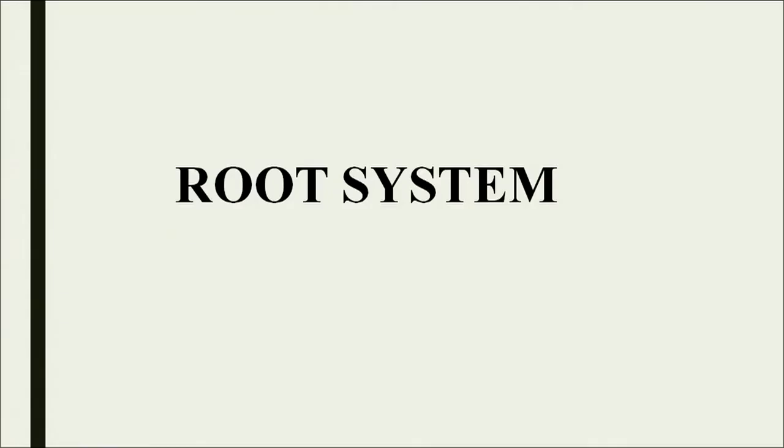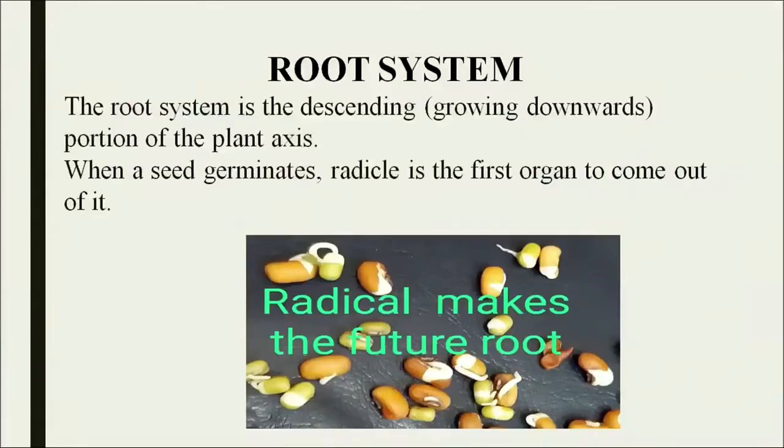Hello learners, we are starting with our topic, root systems. You have already studied that root is the underground system of any plant and it develops from the radicle. Now we want to talk about what part of the seed makes the root. It is the radicle, as you know by now. When the seed germinates, the radicle is the first organ to come out of it and makes the root.